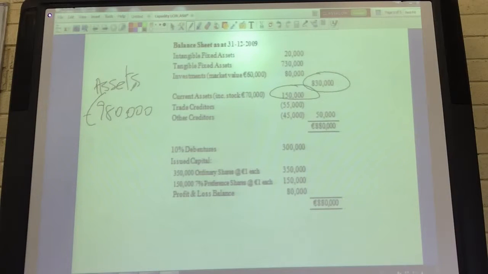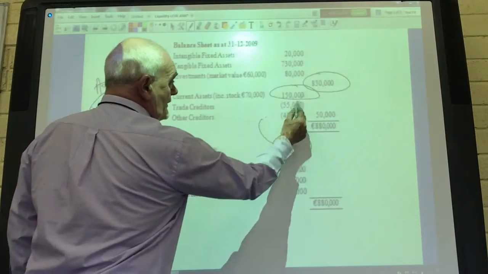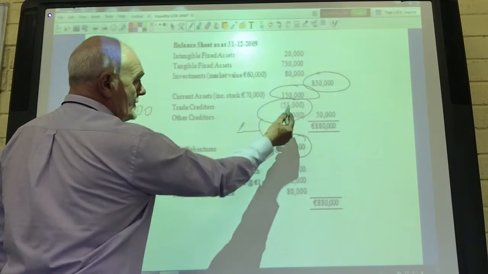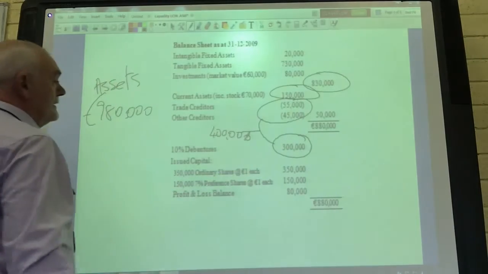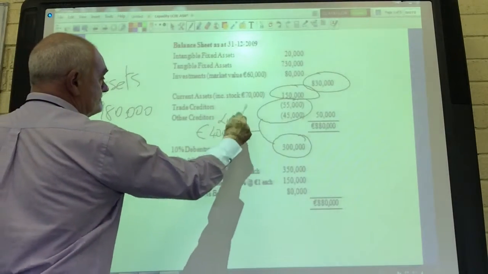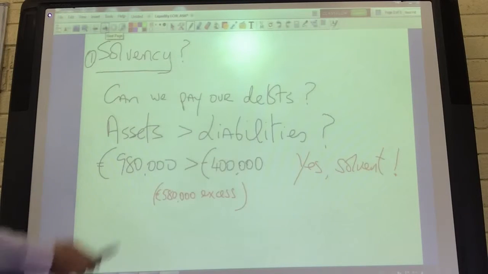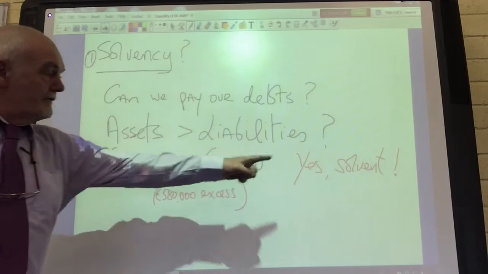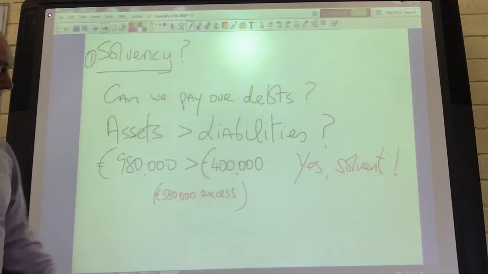Let's look at our liabilities. Our liabilities are our debts, and we've got long-term liabilities here, and we've got current liabilities there. So between them, that's €400,000 in liabilities. Our assets are 980,000, our liabilities are 400,000, so as long as our assets are properly valued, we can say yes, the firm is solvent. In fact, we have €580,000 in excess to spare.